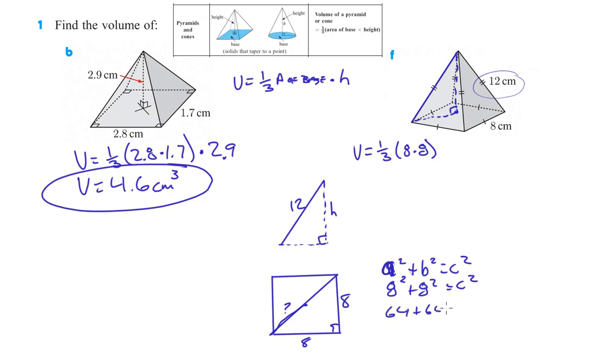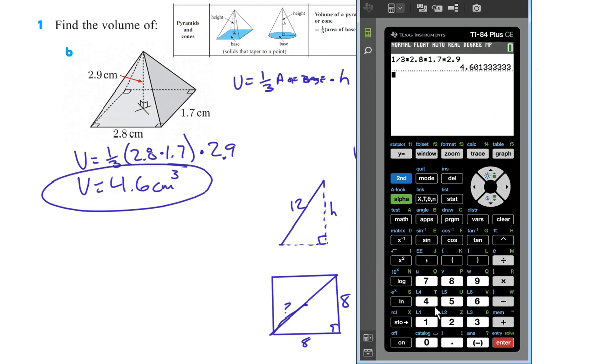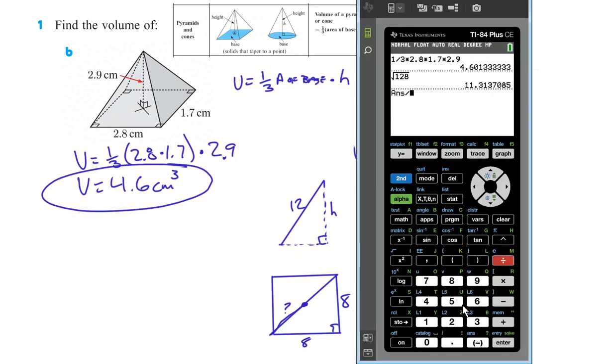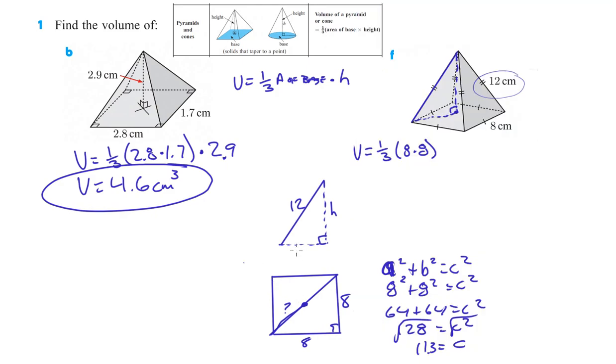So 64 plus 64 is c squared, and we add those two together and get 128. Square root both sides to get c, so the square root of 128, and we get 11.3. That's this whole length right here, but we only want half of that length. So we're going to take this 11.313, divide it by 2, and that gives us 5.66. So this is 5.66 for that length there.